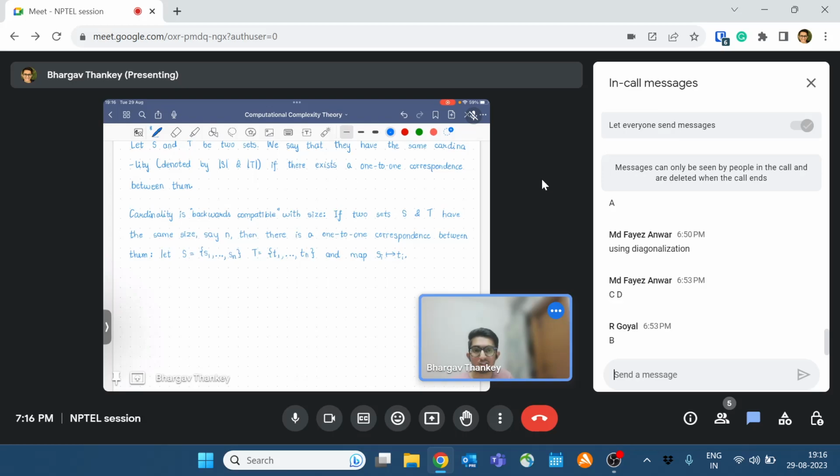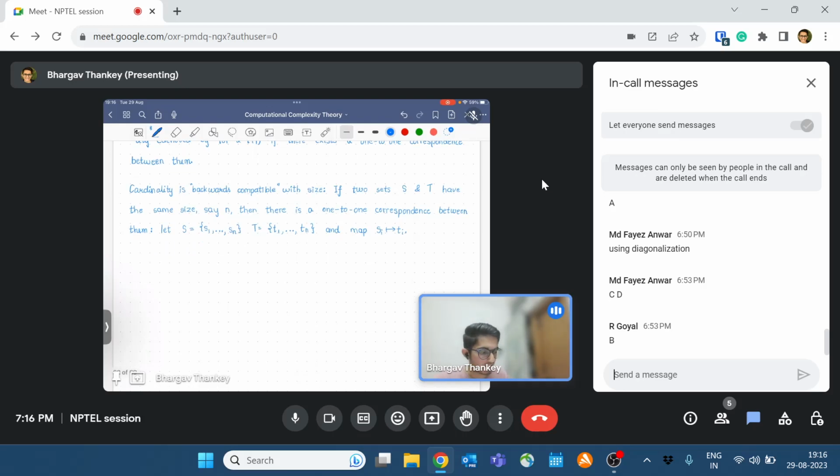Yeah, so this is what I was saying. And because of this, I can say that S and T have the same cardinality. So what I wanted to say is the notion of cardinality is backwards compatible to size because if the two sets are finite and they have the same size, then they also have the same cardinality and vice versa.